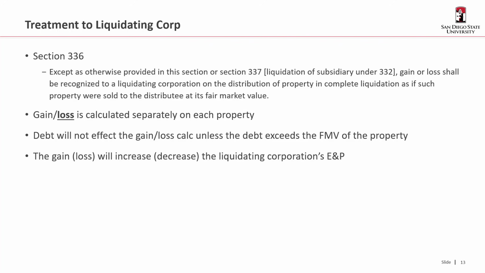Okay, so let's distinguish this from a partial liquidation or redemption, or certainly a distribution. The significant part is "or loss." So in a complete liquidation, gain or loss can be recognized. Whereas, as we know, on these dividend distributions of property, the corporation was not entitled to recognize the loss. So debt will not affect the gain or loss calculation unless the debt exceeds the fair market value of the property, in which case the amount of the liability is the fair market value of the property. And of course, any gain or loss will increase or decrease the liquidating corporation's E&P.